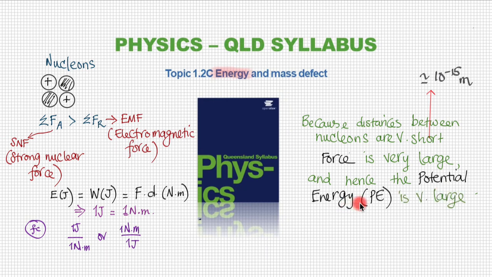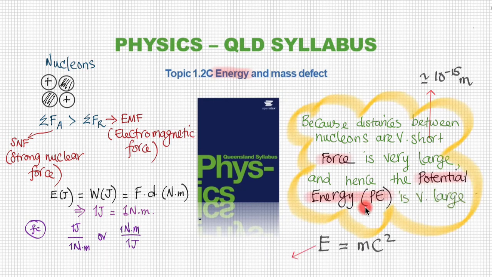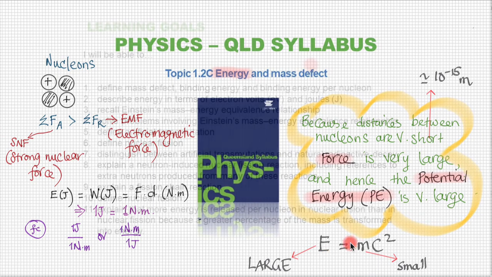Now, this potential energy is also very large, because if the force is going to be large and the distance is short, the energy release is also going to be very large. So now we can apply Einstein's famous equation in order to determine the magnitude of the energy released when a nucleus is split, or when nucleons are brought together to produce new elements.